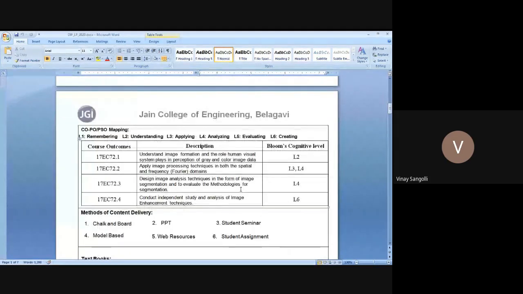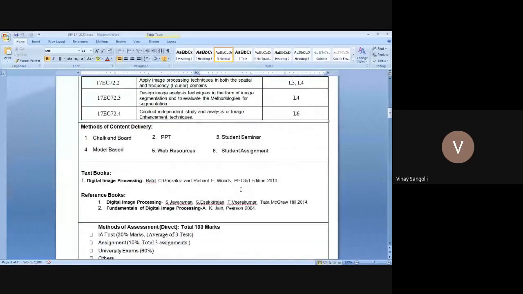And coming to your various methods. So these are the various methods we'll be applying. That is chalk and board if we start with offline. Else we need to go with the PPT. And I'll be giving you some assignments and also some web resources wherein you can easily study.